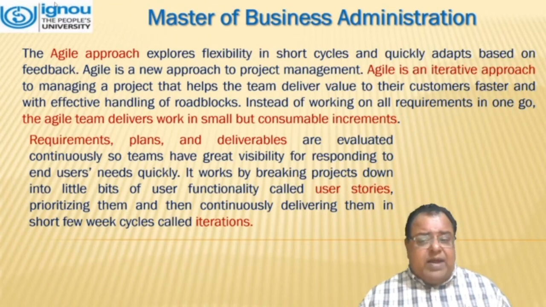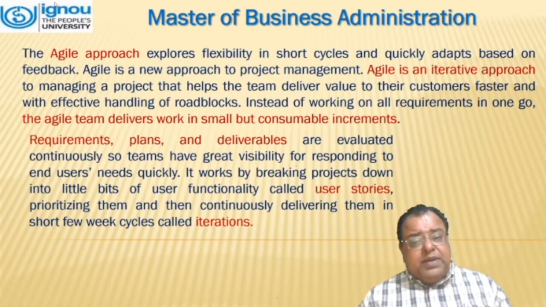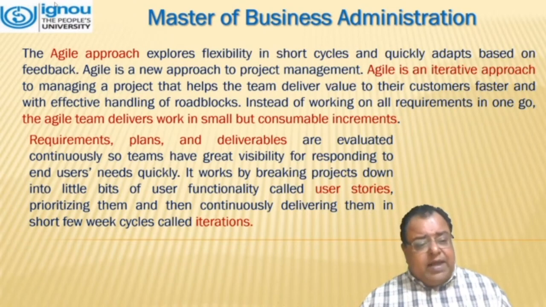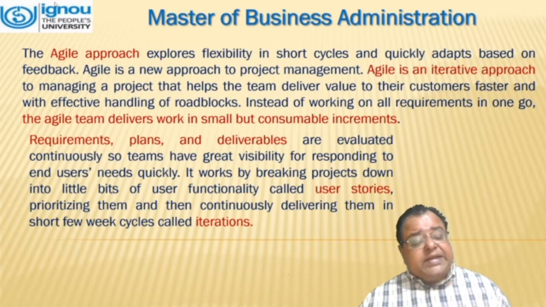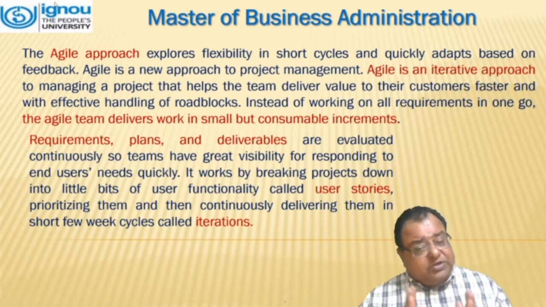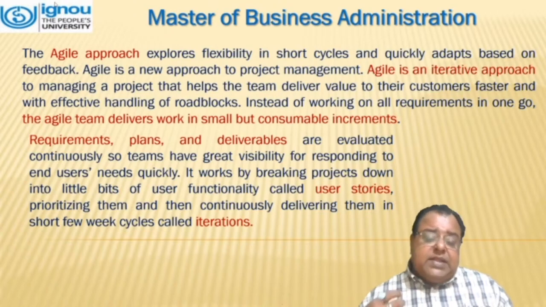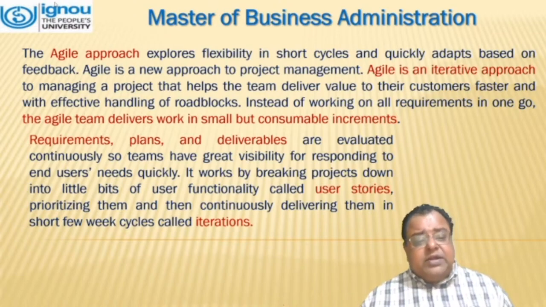Instead of working on a requirement in one go, the agile team delivers work in small but consumable increments. Requirements, plans, and deliverables are evaluated continuously so teams have great visibility for responding to end users' needs quickly. It works by breaking the project down into little bits of user functionality called user stories, prioritizing them, and then continuously delivering them in short, few-week cycles called iterations.